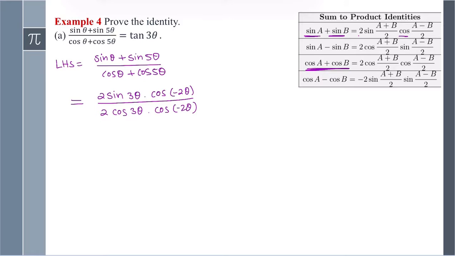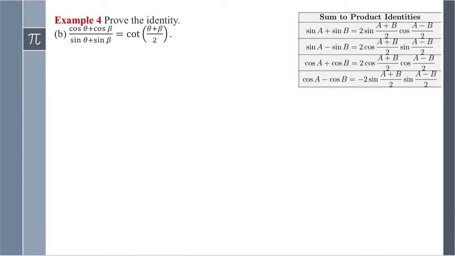So basically here what we can do is we can cancel out this one, we can cancel out this 2, and that gives us sine 3 theta over cosine 3 theta, which is tangent 3 theta, and that's what we want on the right hand side. So we basically proved this identity.